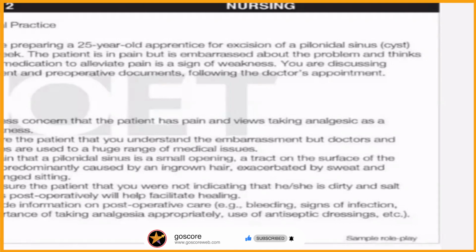Okay. See, it's a general practice, which means it is a consultation with the GP, and you are the nurse in that department. Okay, so much clear? You are preparing, yes, you as a nurse are preparing a 25-year-old apprentice. Apprentice meaning someone who takes up training, a job under another. That is enough. You don't have to understand more about that. So you're preparing a 25-year-old apprentice for excision, meaning removal, of a pilonidal sinus cyst next week, which means this procedure is scheduled for next week. Yes or no? Yes. It's scheduled. You can use all this in your speaking.